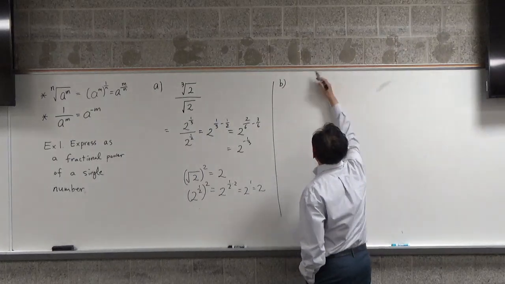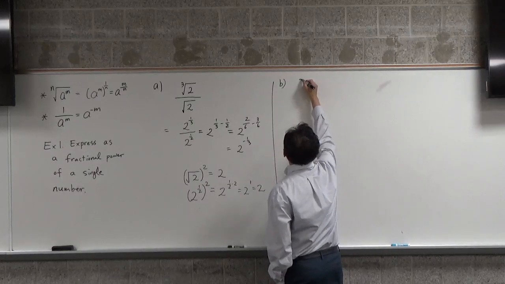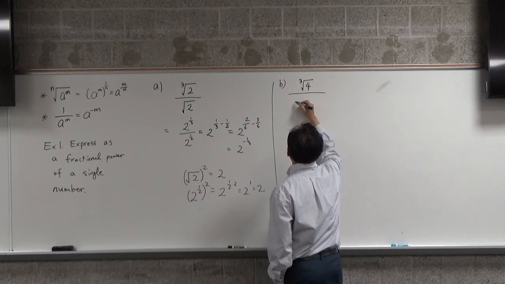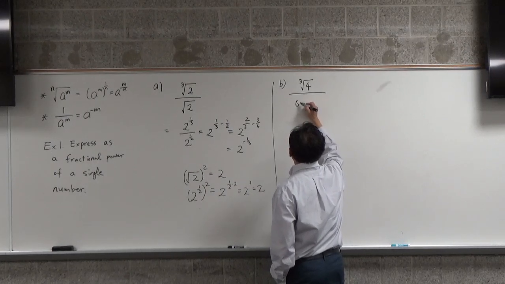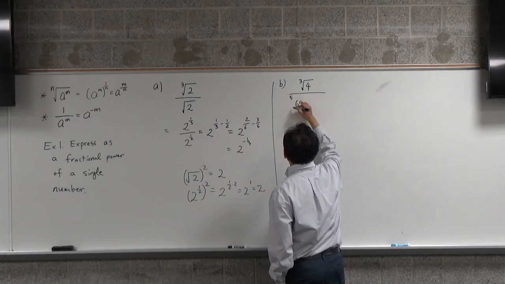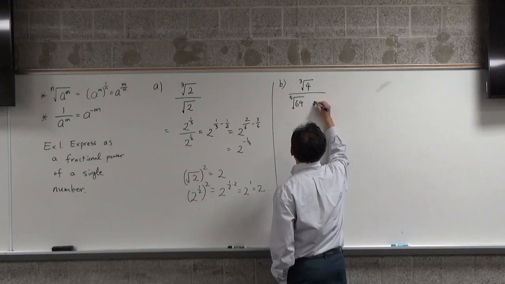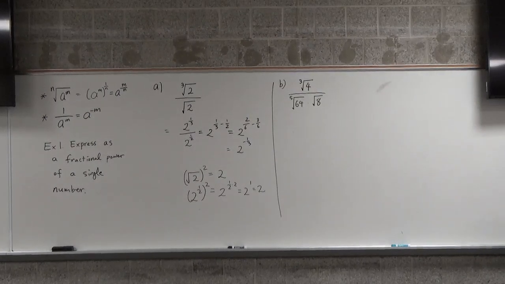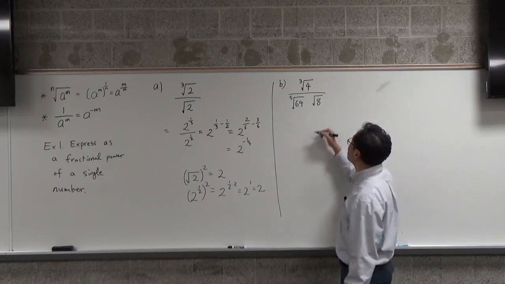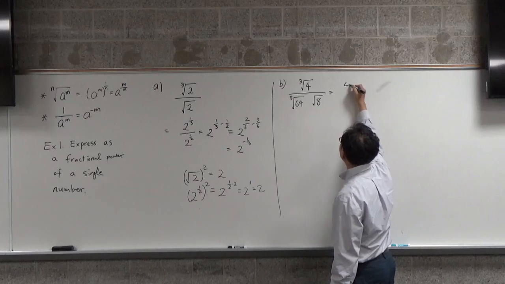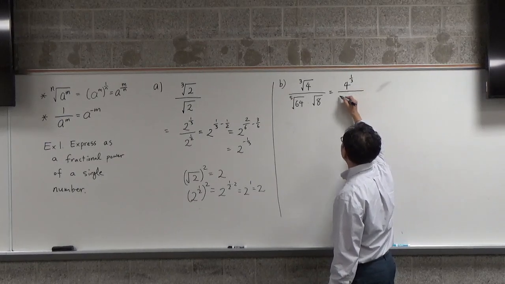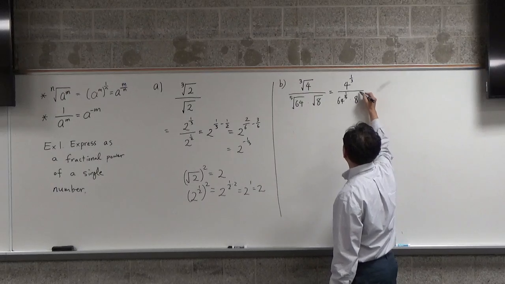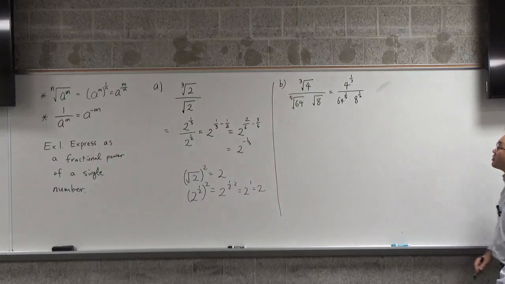B. This time, cube root of 4 times 64 to the fifth power times square root of 8. Okay. That's more challenging. Let's first rewrite everything in terms of fractional powers. 4 to the 1/3 power. 64 to the 1/5 power. 8 to the 1/2 power. Right? You have to remember that square root is 1/2 power.